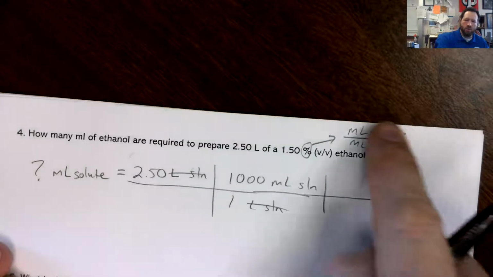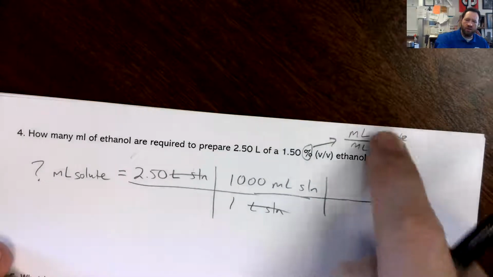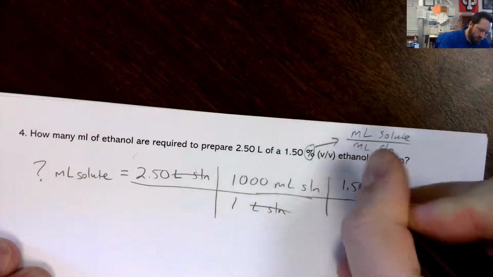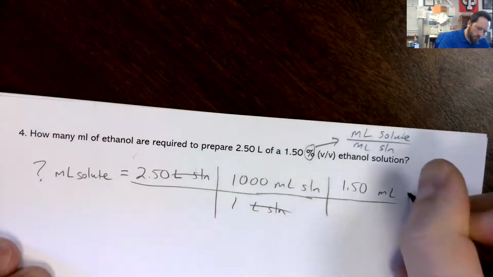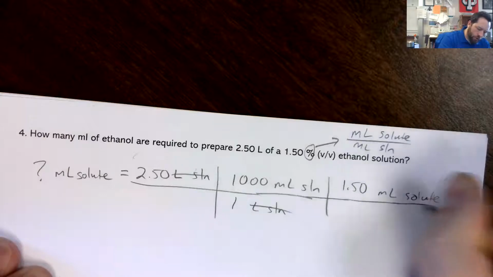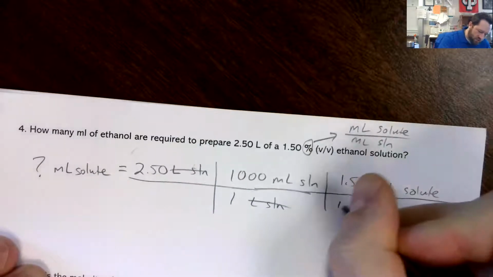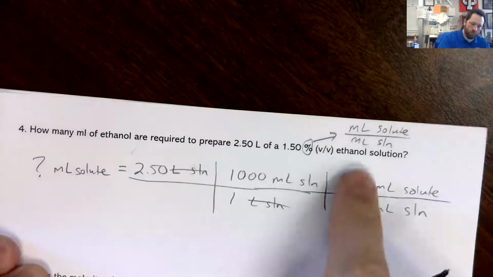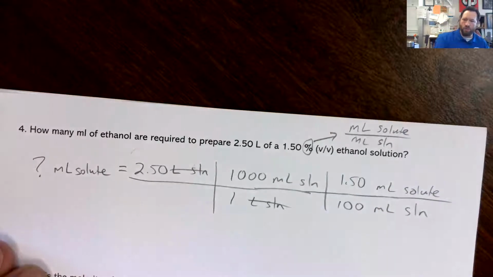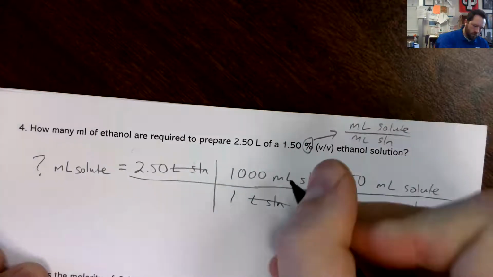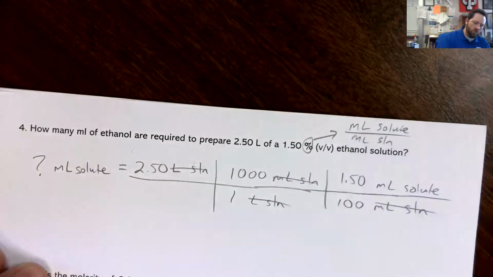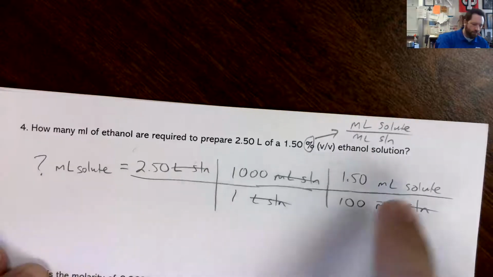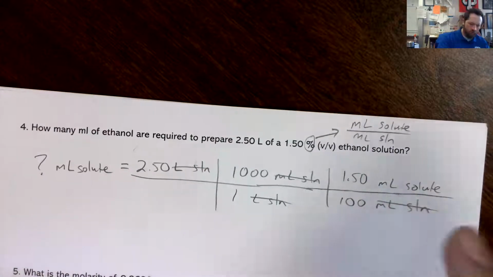So now we can use this right here. Again, keep in mind it's a percentage, so that's 1.50 milliliters of solute per, what is that percentage-wise? It's per 100 milliliters of solution. That's 1.50%, 1.50 out of 100. Our milliliters of solution will cancel out. And look at this. We're looking for milliliters of solute. We have milliliters of solute.